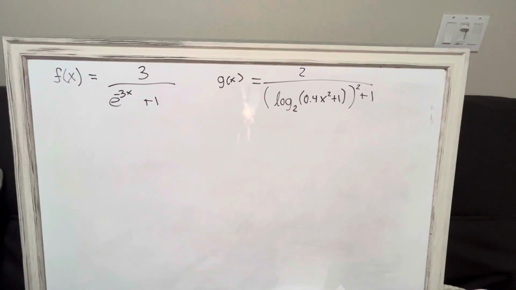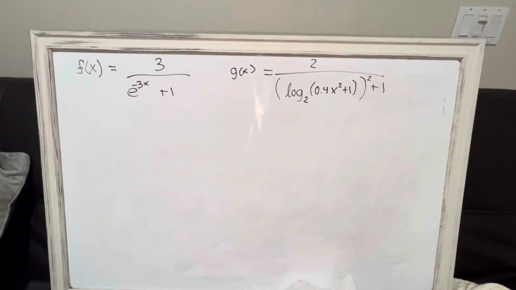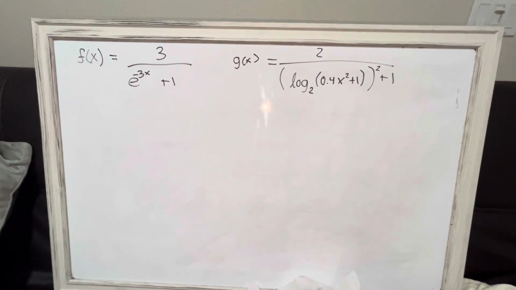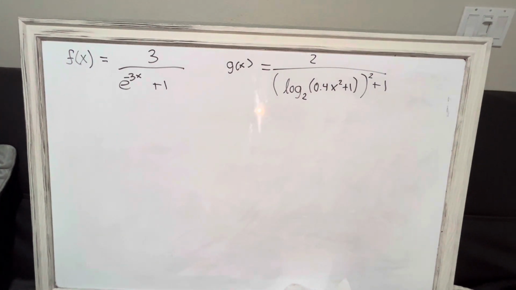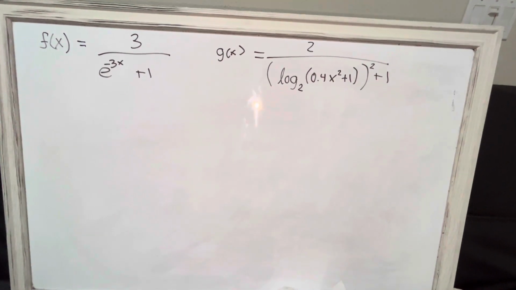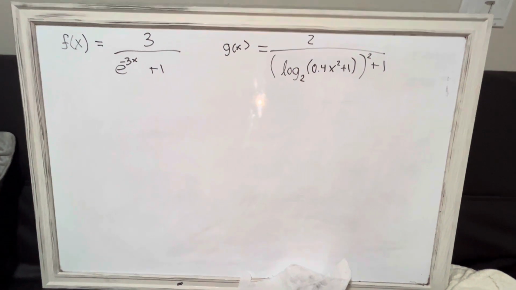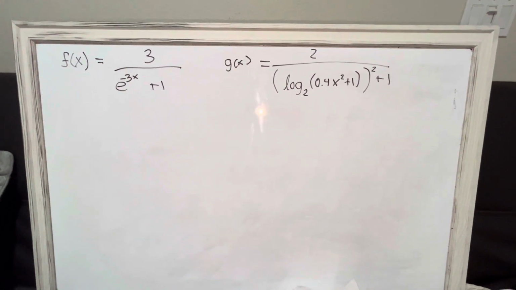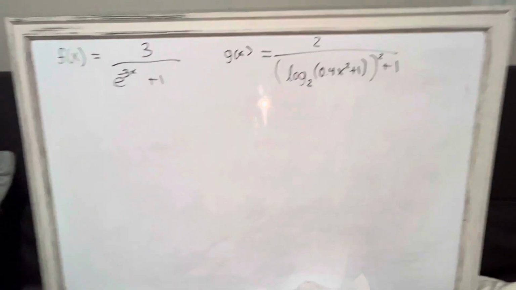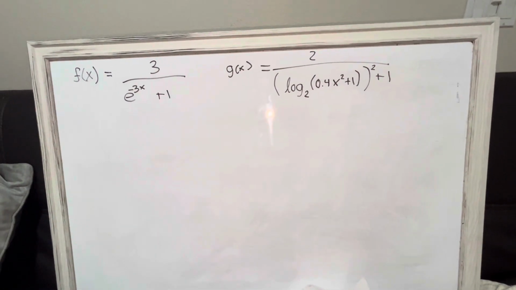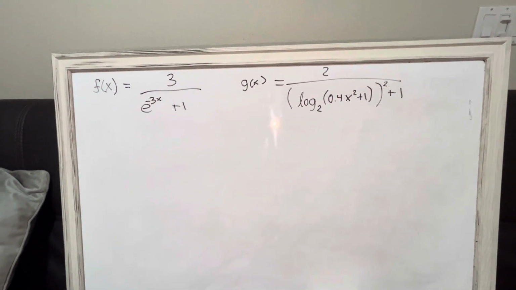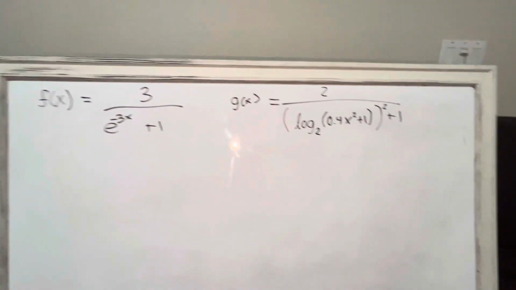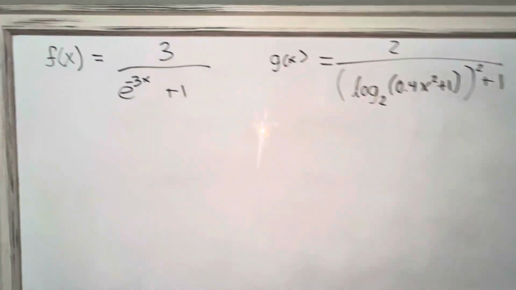The function g is given by g of x equals 2 all over log base 2 of 0.4x squared plus 1, all of that squared plus 1. So let's determine the end behavior of g as input values of x decrease without bound. And we are going to express it using mathematical notation of a limit. So the first thing that we're going to do is put in the limit.